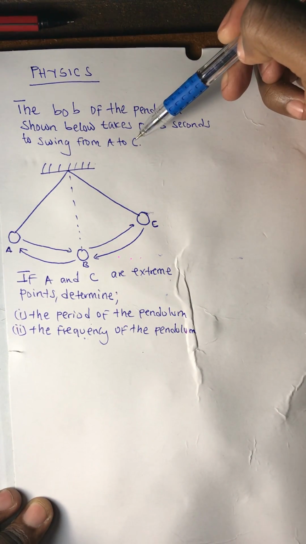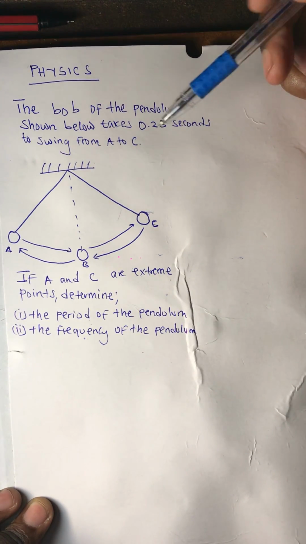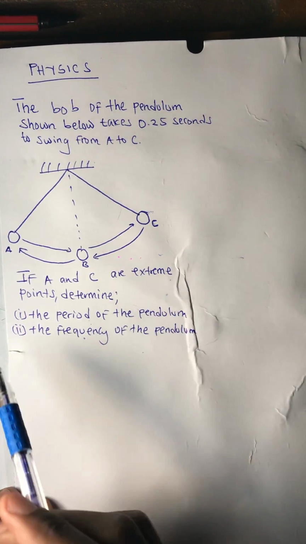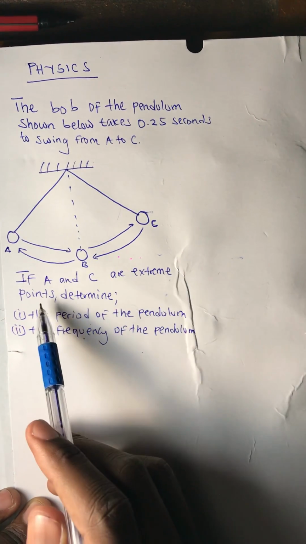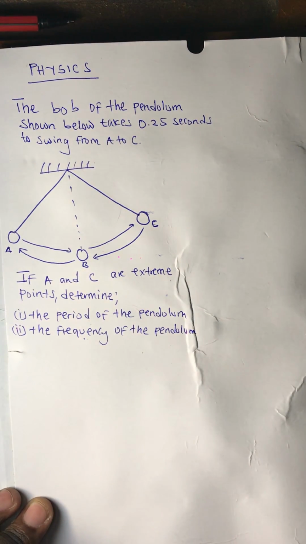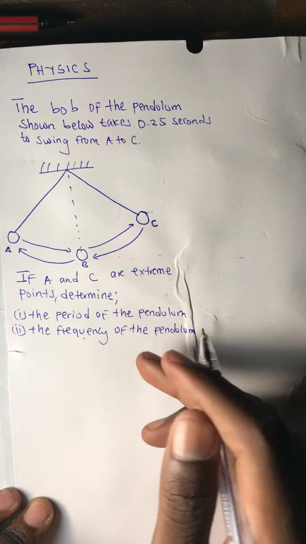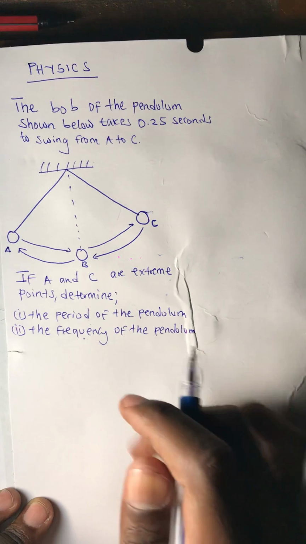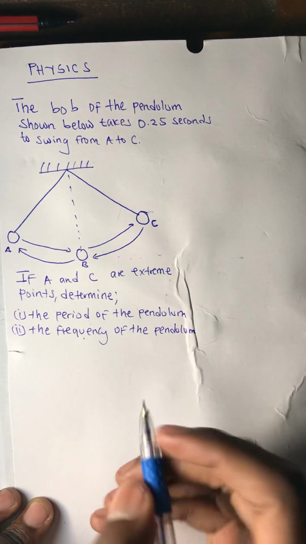from A to C. So you have this simple pendulum here. If A and C are extreme points, determine, number one, the period of the pendulum. So from what we discussed, what is the formula for period? Remember, we said period is the time taken for a complete oscillation to be generated.